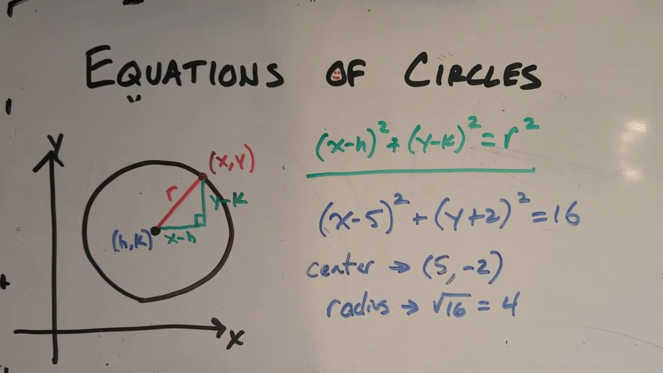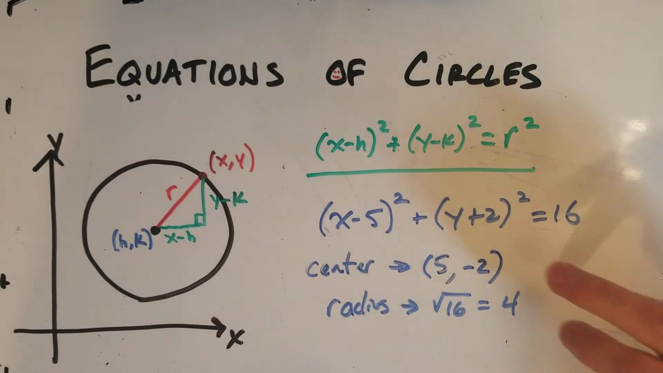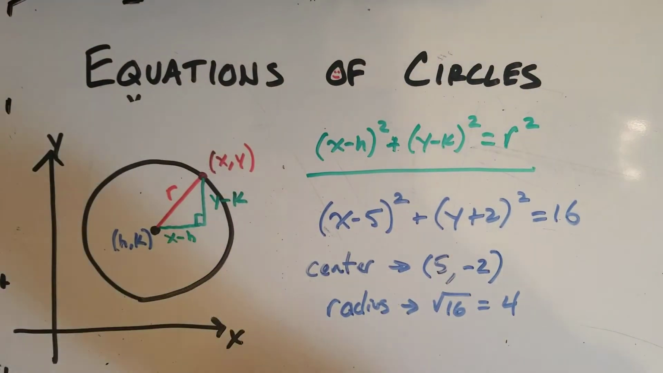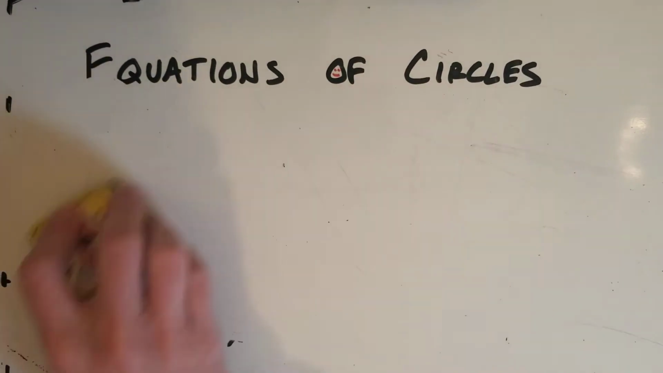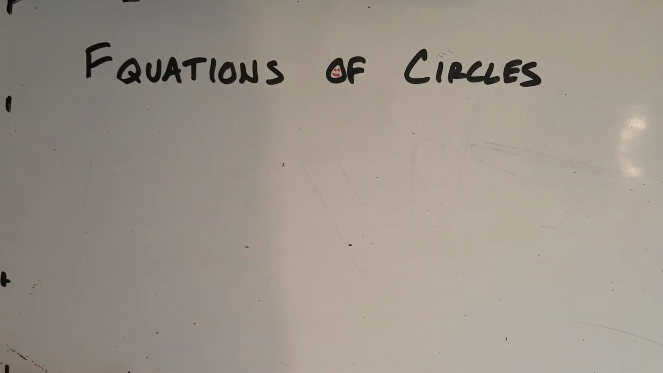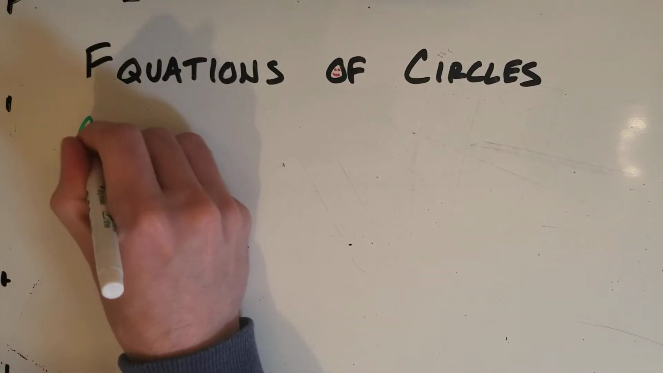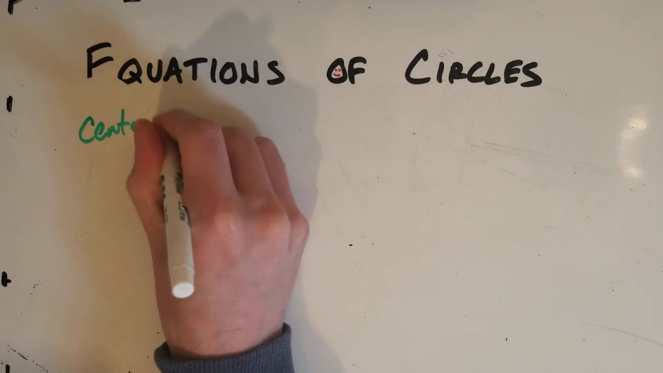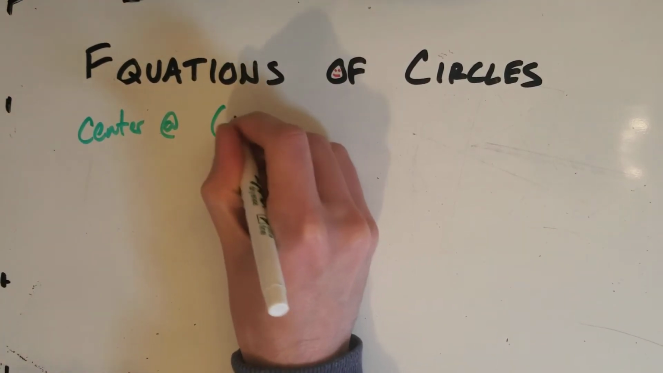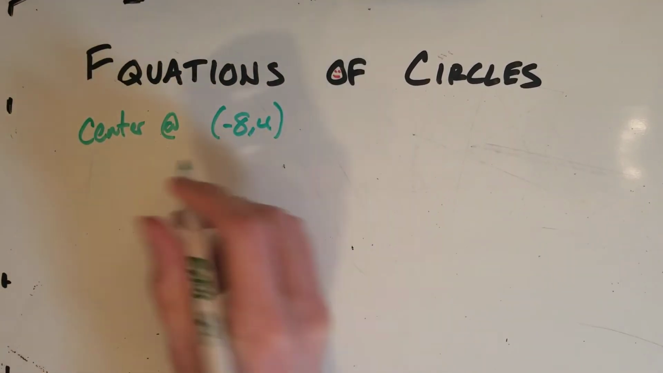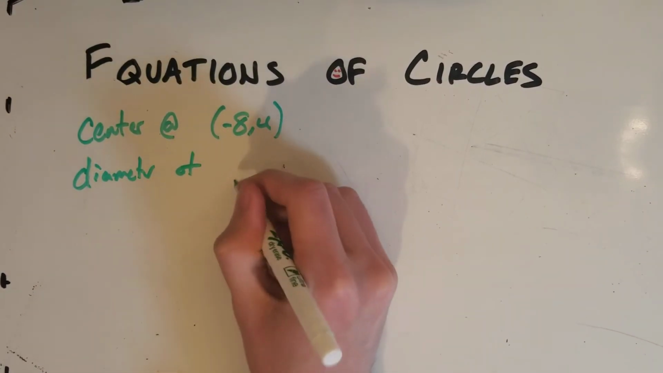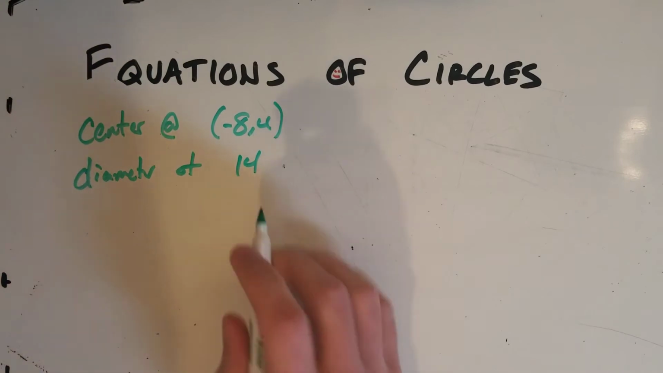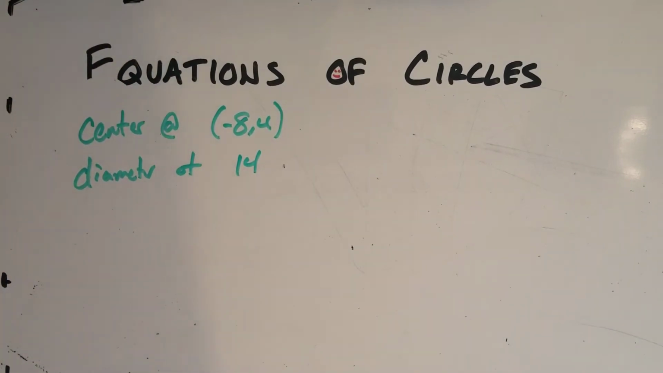So we're going to take a couple of examples of given information and try to write the equation in the form. And then we'll build off that a little bit more today. So our first example, we are going to have a circle that has a center at -8, 4, and has a diameter of 14. And we want to make an equation in that standard form.